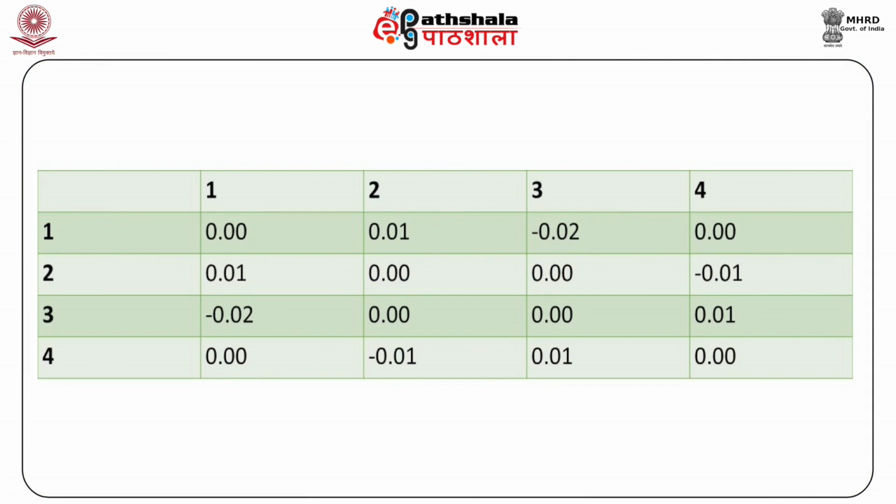In the following residual correlation matrix, further factor extraction will be stopped as most of the correlation coefficients are either 0 or approaching 0. So, for 1 it is 0.00, 0.01, minus 0.02, 0.00. For second it is 0.01, 0.00, 0.00 and minus 0.01. For third, minus 0.02, 0.00, 0.00, 0.01, and for fourth 0.00, minus 0.01, 0.01 and 0.00.